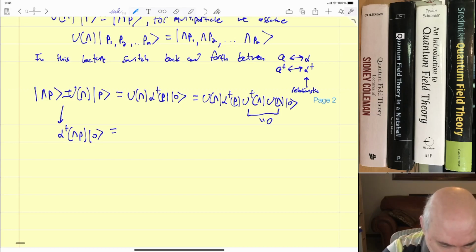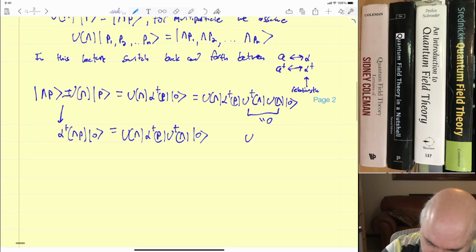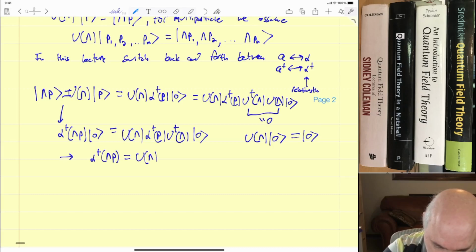So this is equal to U of lambda alpha dagger p U dagger lambda acting on the vacuum, because, as I said earlier, there's only one vacuum, so U lambda acting on the vacuum is the vacuum. So this implies that alpha dagger lambda p is equal to U lambda alpha dagger p U dagger lambda.